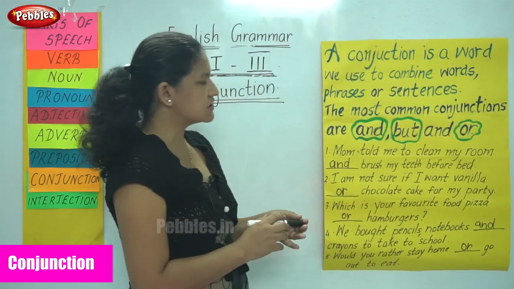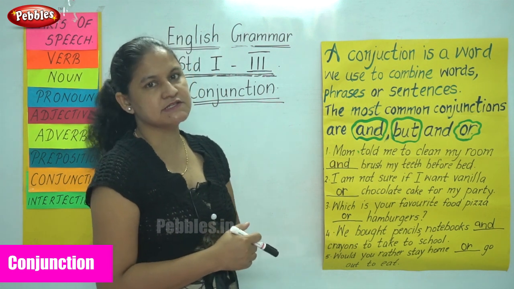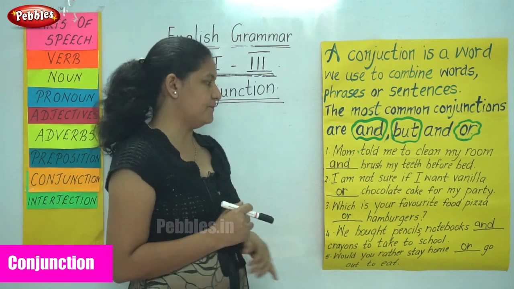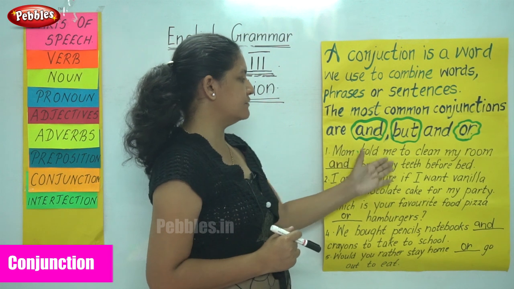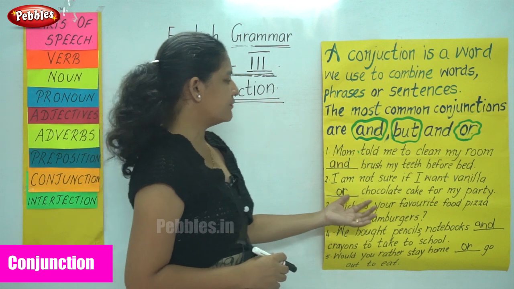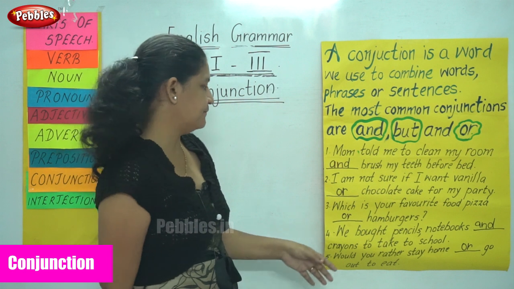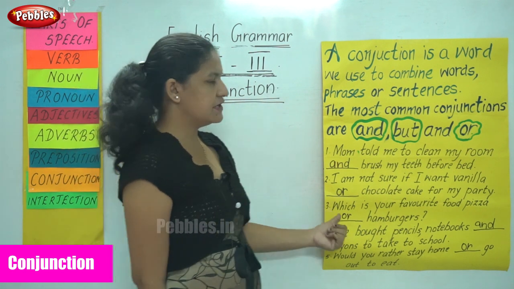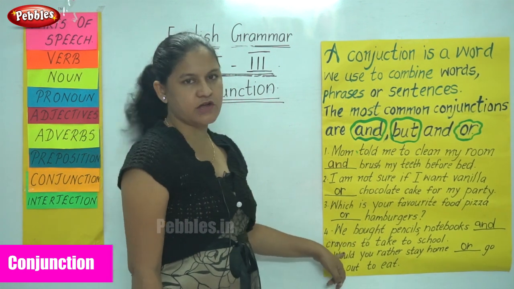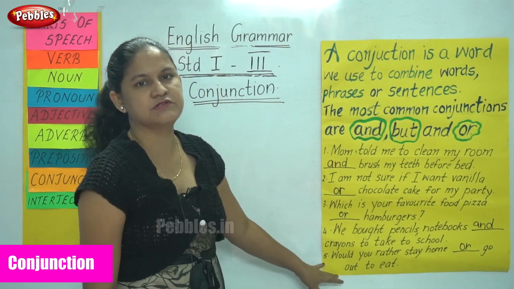A conjunction is a word we use to combine words, phrases or sentences, and the most common conjunctions are and, but, or. Mum told me to clean my room and brush my teeth before bed. I am not sure if I want vanilla or chocolate cake for my party. Which is your favorite food, pizza or hamburgers? We bought pencils, notebooks and crayons to take to school. Would you rather stay home or go out to eat?